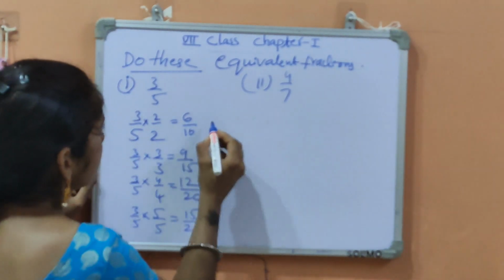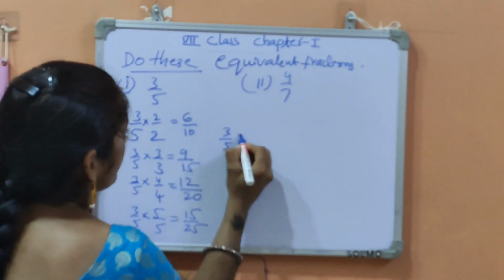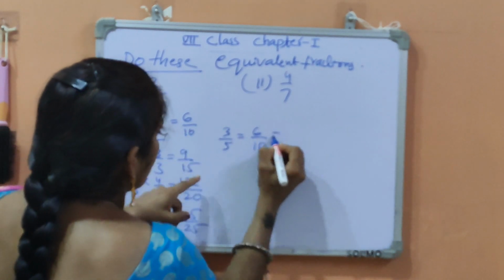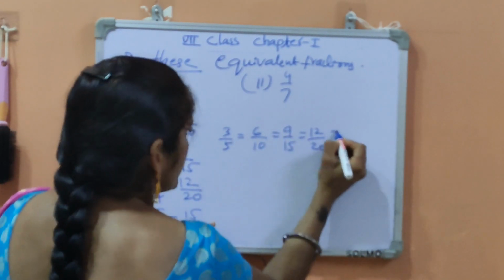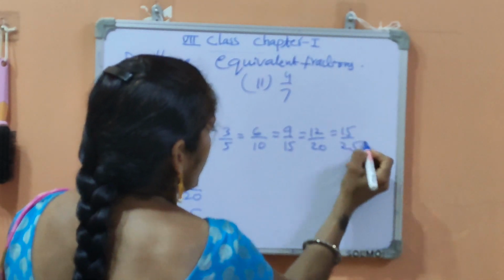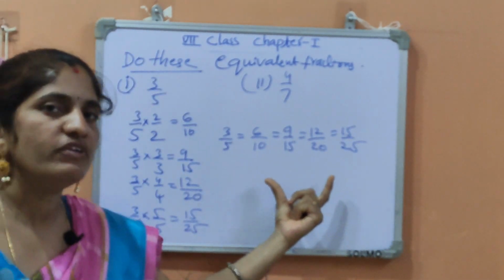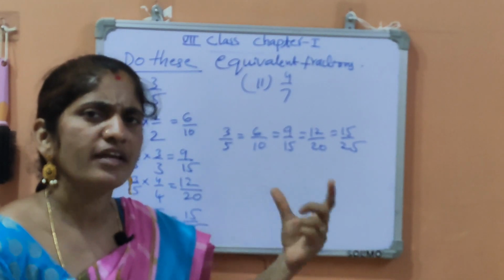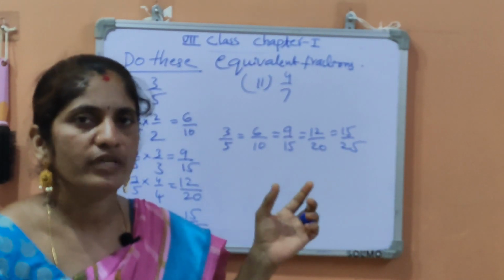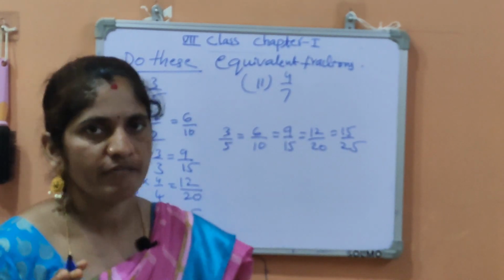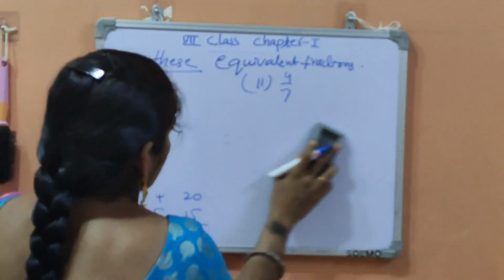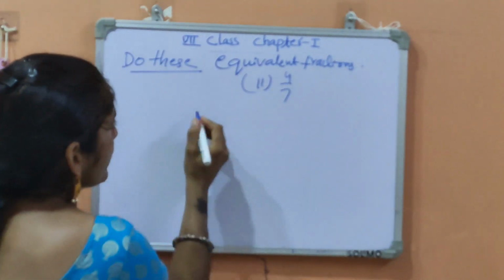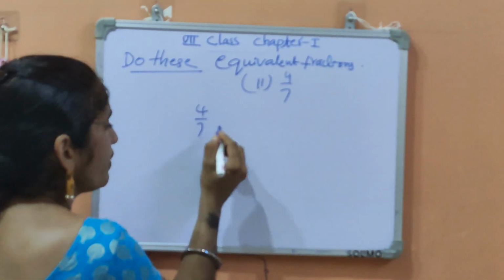So we represent it as 3 by 5 equal to 6 by 10 equal to 9 by 15 equal to 12 by 20 equal to 15 by 25. So these all are equivalent fractions. We can write any number of equivalent fractions for a given fraction. So the second question is 4 by 7. Now we are going to write equivalent fractions for 4 by 7.